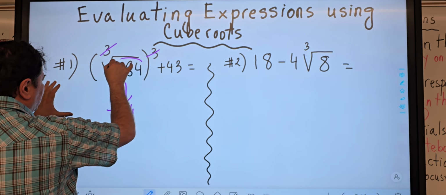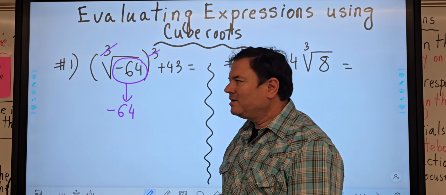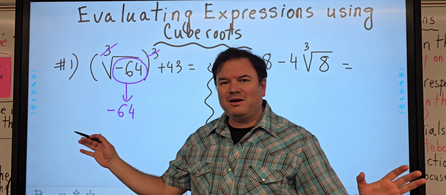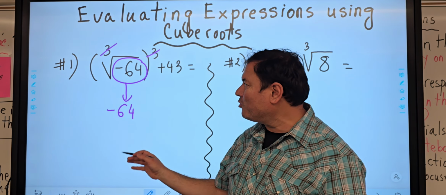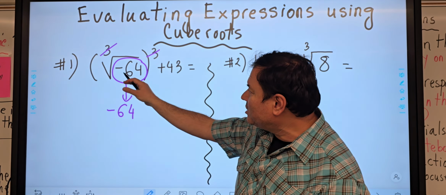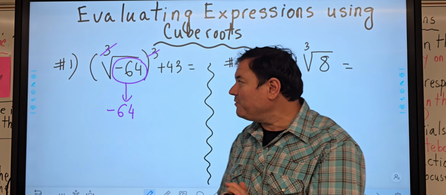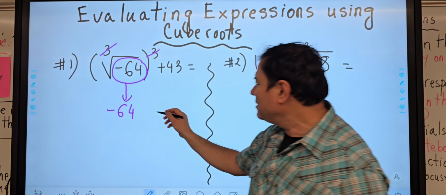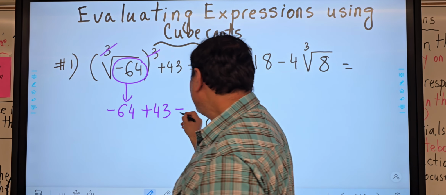Remember, the number inside of the cube root is going to come out without any cube roots, right? So it's just negative 64, because cube root of negative 64 cubed just comes out as negative 64. And now let's add the 43.